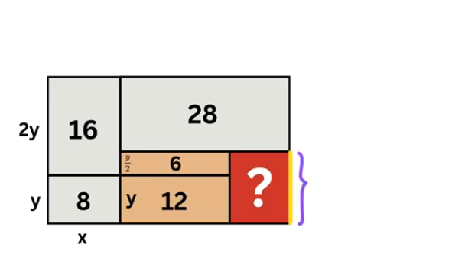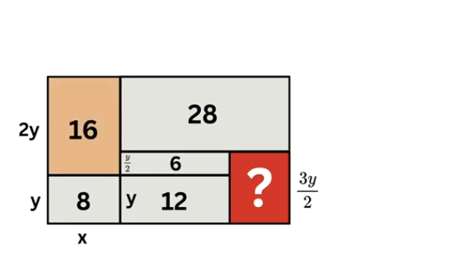Great. Now what will be the height of this red rectangle? It's simple. It will be this, or the height of this small rectangle, or y over 2, plus this, or the height of this rectangle of area 12, or y. So the height of this red rectangle is simply y plus y over 2, which is 1.5 times y, or in fractions, it will be 3y over 2.